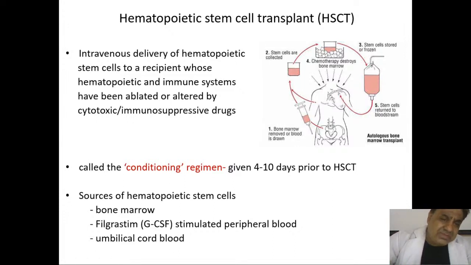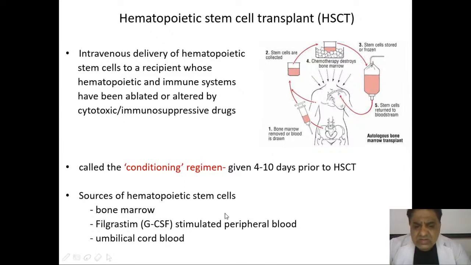So first you have to ablate or destroy his own marrow, because if it's a bone marrow cancer, for example, there are many situations where the bone marrow is beyond giving normal hematopoietic stem cells, so you have to replace it. So first, before you do a hematopoietic stem cell transplant or HSCT, you have to ablate or destroy the person's own marrow which is no longer functioning fully. This is done by a cocktail of drugs, and this regimen is known as a conditioning regimen, which is given 4 to 10 days prior to the bone marrow transplant or hematopoietic stem cell transplantation.